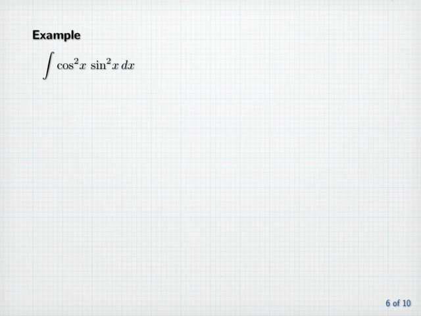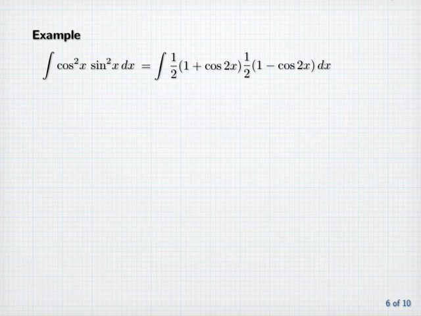Now let's look at a slightly more complicated example involving even powers. Let's integrate cosine squared x times sine squared x dx. Let's do this by using our power reduction formulas. We replace cosine squared x with 1/2 of 1 plus cosine 2x, and replace sine squared x with 1/2 of 1 minus cosine 2x.